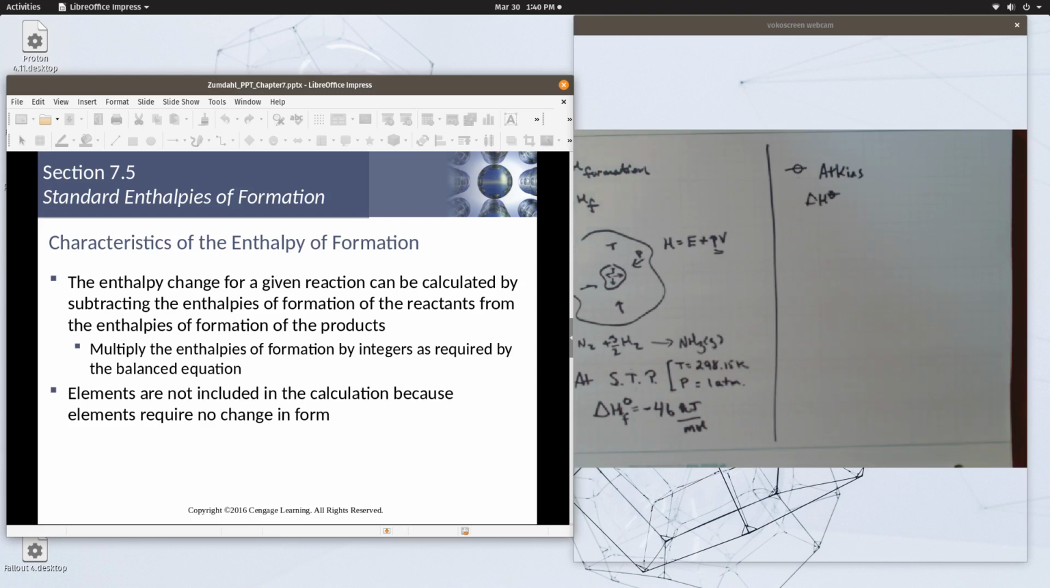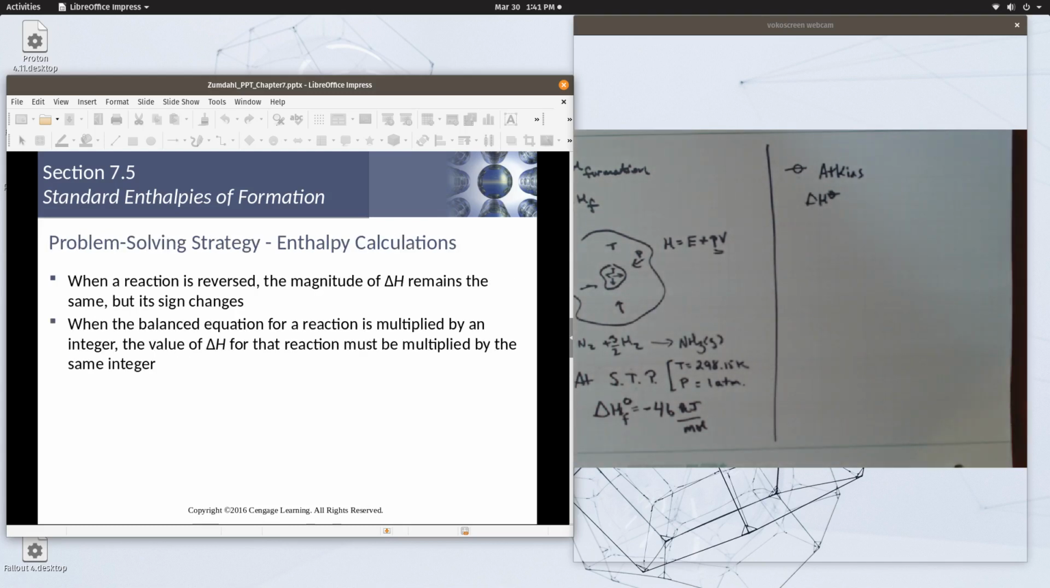Generally, elements are not included in this because the formation of an element does not require, I mean, basically, we assume that the element is already in its reference state. It's already in its standard form. I don't include elements themselves unless a change in form is required. For example, going from solid carbon to diamond would require an enthalpy, because I changed. Diamond is not the standard state of carbon at 1 atmosphere and 298 degrees Kelvin. Carbon is the natural form.